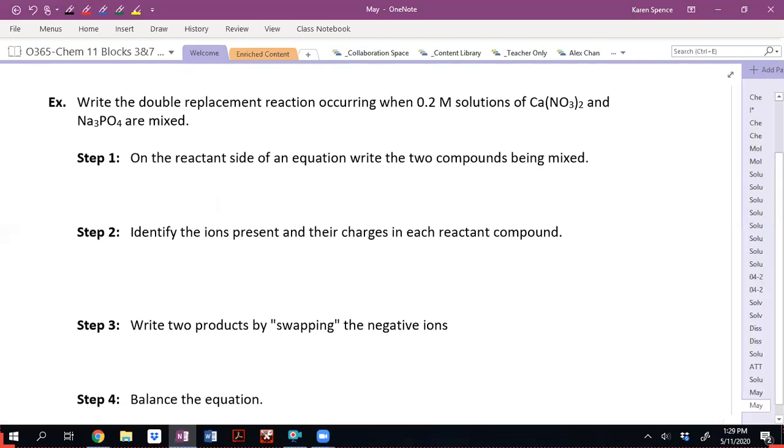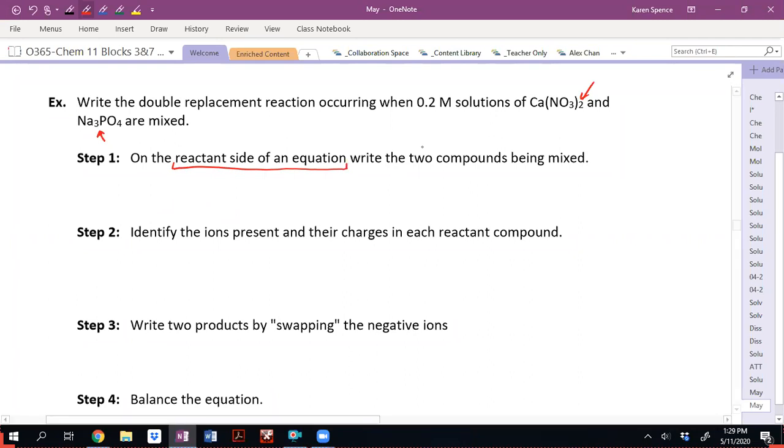Okay, this one is going to be more complicated. You'll notice there's lots of little subscripts here. So we've got all kinds of different charges on things. So we're going to remind you how to write a double replacement reaction. This is on the sheet, so you don't have to write it. Each step of this is filled in on the sheet for you.